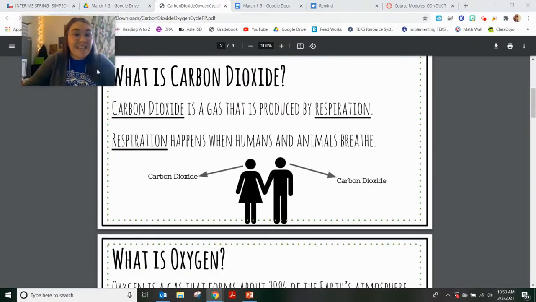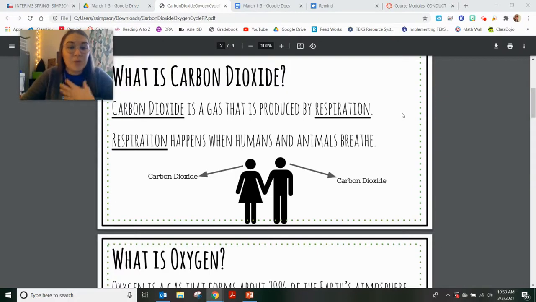Carbon dioxide is a gas that is produced by something called respiration. And that is what happens when humans and animals breathe. So when you go like this, that is carbon dioxide that comes out of your mouth. Not all of it is carbon dioxide, but the majority of it is. So I want everybody to take in a big breath. Hold it. You just breathed in oxygen. Now, I want you to breathe out that breath. So oxygen in, carbon dioxide out. When you breathe out, that's carbon dioxide, and it is called respiration.